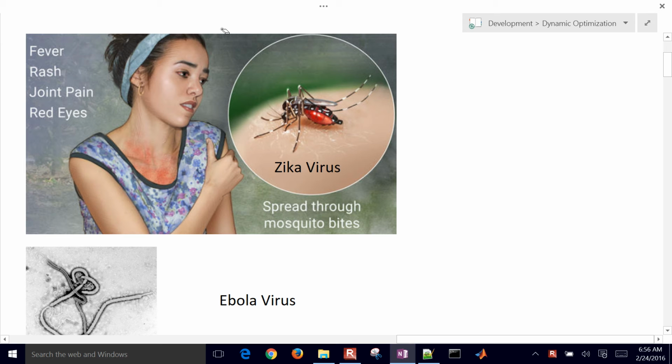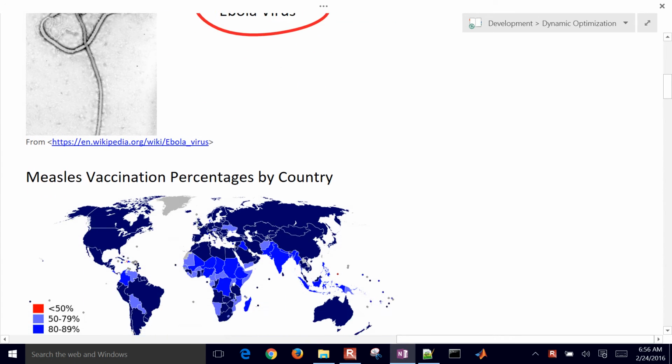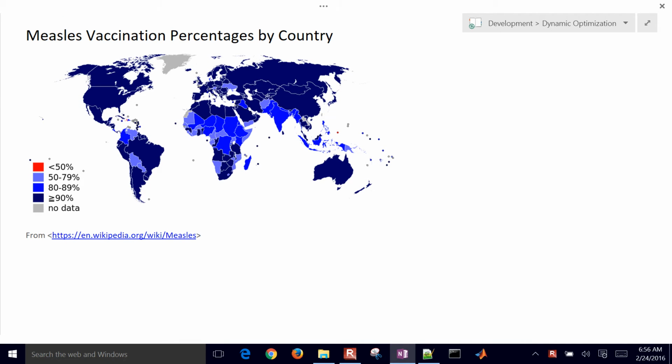Infectious disease modeling helps us understand how disease moves through a population. For example, a mosquito transmitting the Zika virus. You have the Ebola virus as well, and several other notable outbreaks that have happened recently. So one of the things that we're going to use to study infectious disease spread is actually measles.